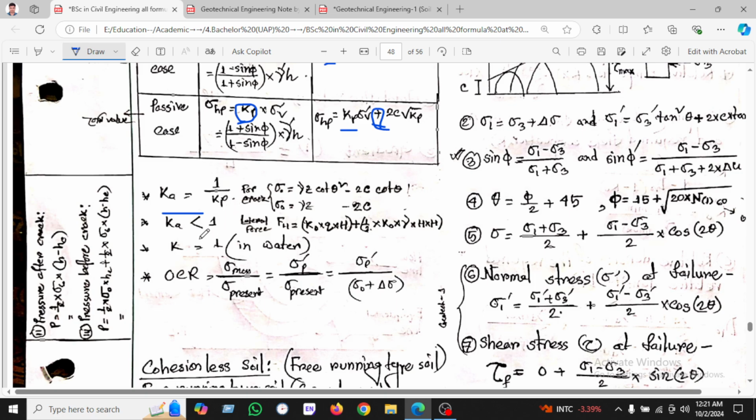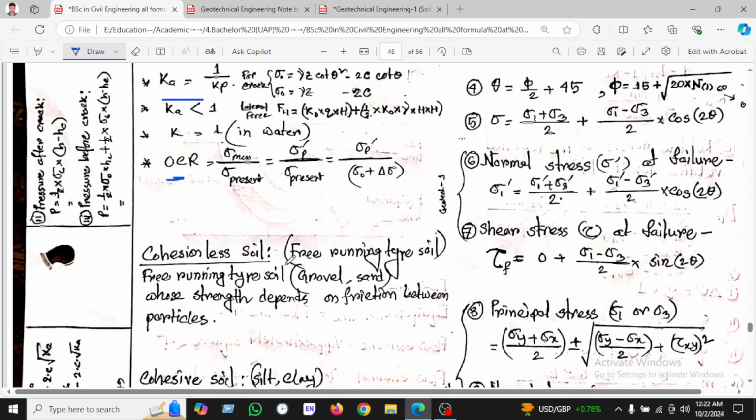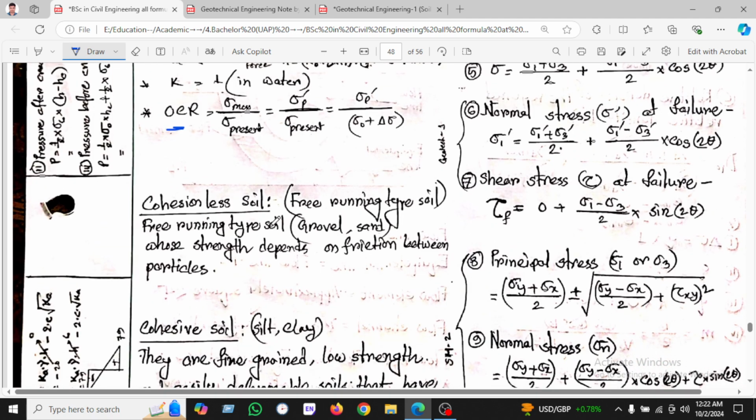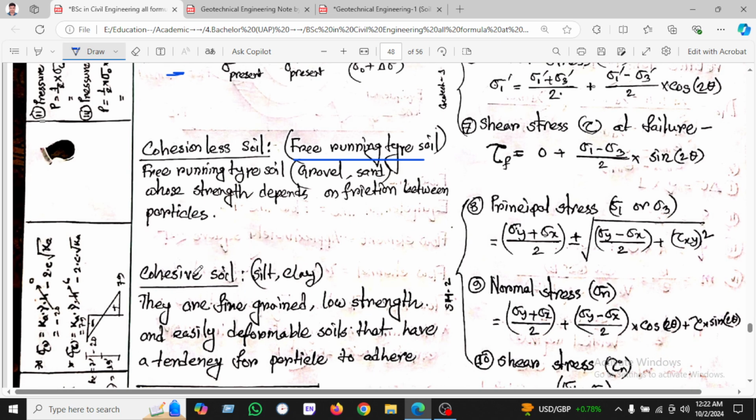So we can say that the value of Ka must be less than 1. When water is considered, we have seen in the previous lecture the over consolidation ratio, which is sigma prime p divided by sigma prime v. Here some examples are given: the cohesionless soil, which is free running type of soil, and on the other hand cohesive soil, which is silt and clay.